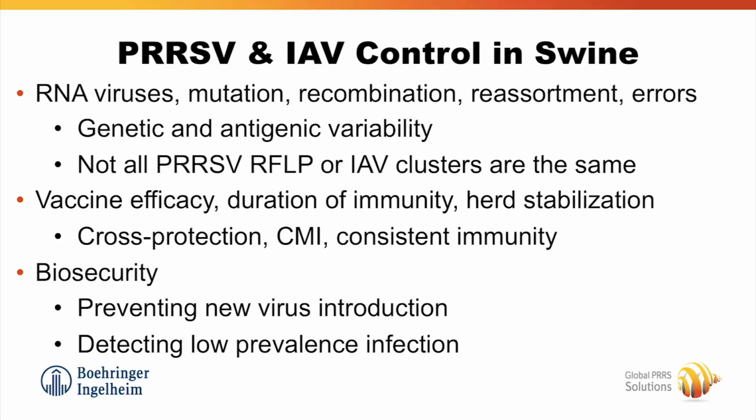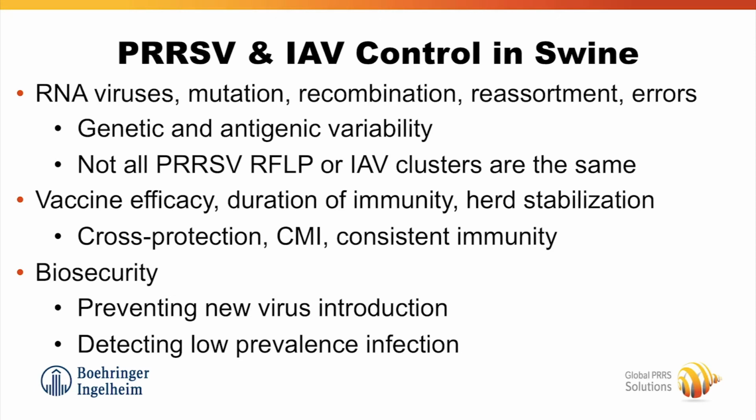Vaccine efficacy, duration, immunity, and herd stabilization are also complex. Again, looking for vaccines that cross-protect, those that can induce a good cell-mediated immune response, which we think is very beneficial, and the consistent immunity across the herd. So stabilizing herds, I think, is still a challenge and something necessary, regardless of whether it's PRRS or flu.